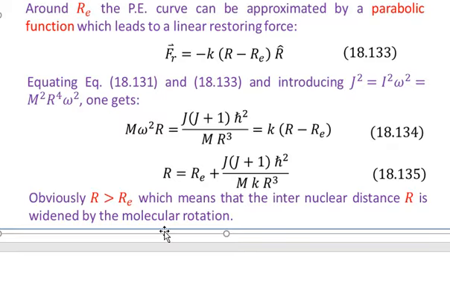So you see that when the molecule rotates, then from equation number 135, it is obvious that r becomes greater than the equilibrium separation between the atoms. So the internuclear separation between the two atoms of a molecule will increase beyond the value of Re, and this is due to the molecular motion, the rotation of the molecule. So it means that the rotation of the molecule widens the separation between the atoms of the molecule.